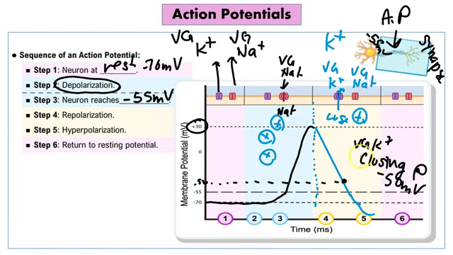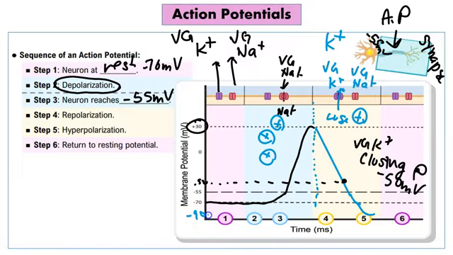Why are we going to overshoot that negative? Because the voltage-gated potassium channels are not fully closed. They're closing. So as some potassium continues to leave the cell, then guess what? It will get more and more negative, even past negative 70. It could get down to like negative 85 or negative 90, which we're used to seeing.